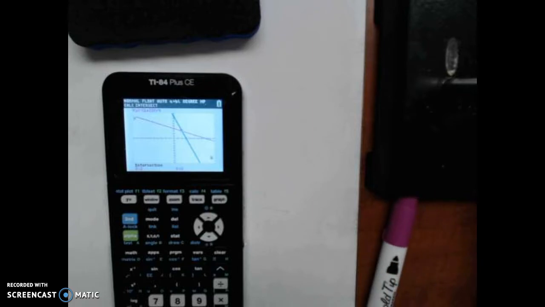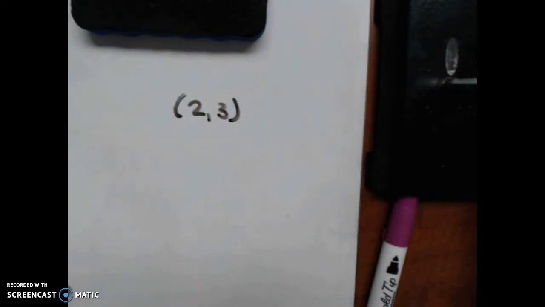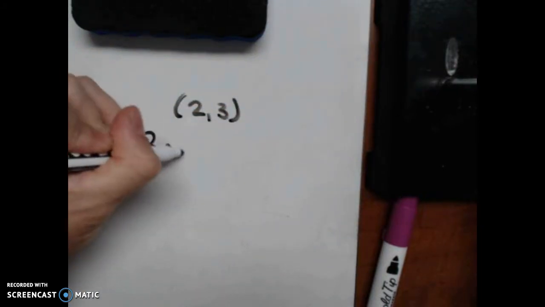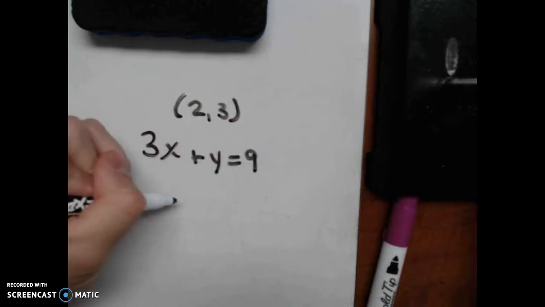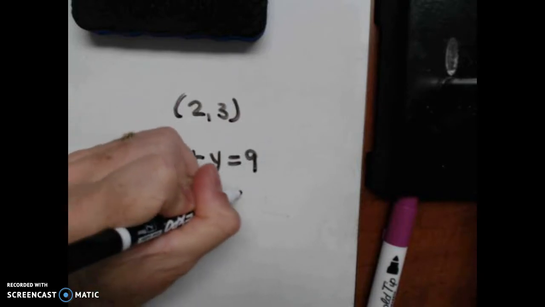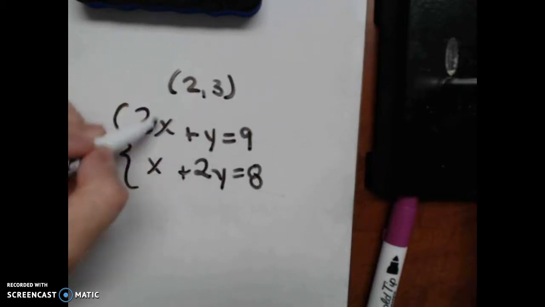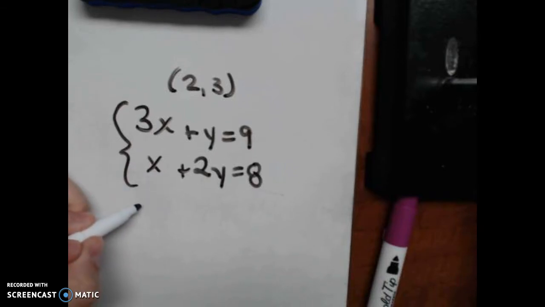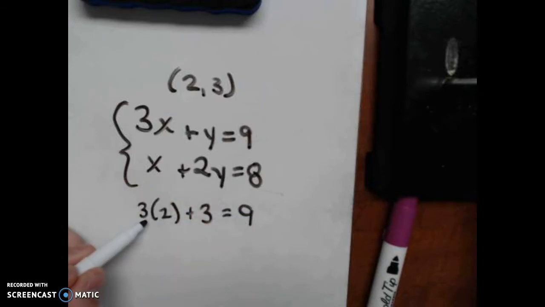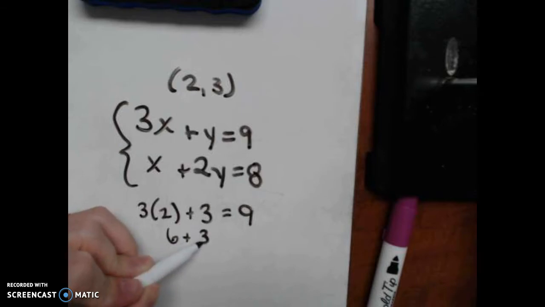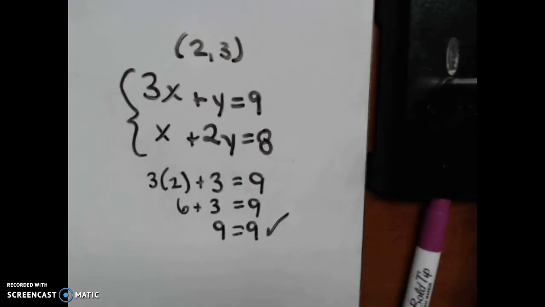Our last thing, though, is to go back to those original equations and take that answer, 2, 3, and make sure that it works with our original equations, which were 3x plus y equals 9, and x plus 2y equals 8. There's my system of equations. And I'm going to take the 2 and the 3 and plug them in for x and y and see what happens here. Okay, so the first one, I get 3 times 2 plus 3 must equal 9. 3 times 2 is 6. 6 plus 3, 9 equals 9. And we say yes, that one is true.